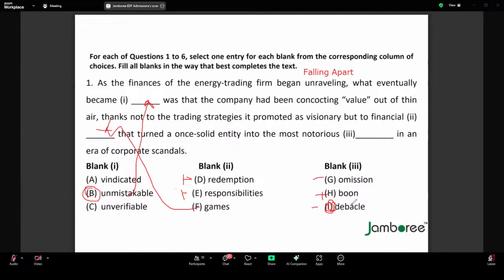No, I'm not able to move this for whatever reason. Okay. So then something became unmistakable, but to financial, whatever the games they were playing, not to responsibility or redemption. Redemption, redeem yourself from a bad situation. So that will not be correct. That turned one solid entity into the most notorious debacle or failure in history.